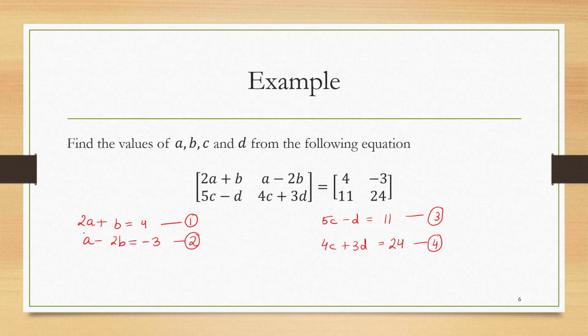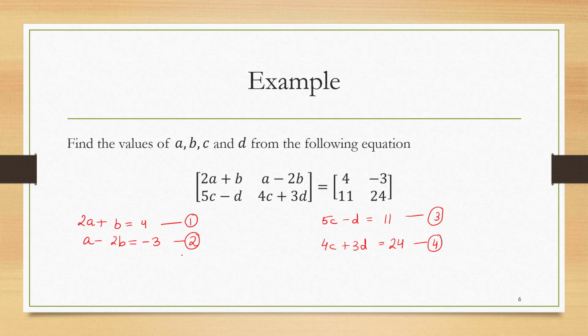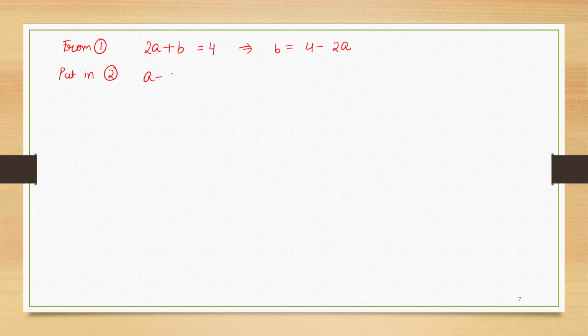See here, 2A plus B is equal to 4. That means B is equal to 4 minus 2A. Now we put the value of B in equation number 2. What was equation 2? A minus 2B is equal to minus 3. So we get A minus 2 times B is equal to minus 3. That is A minus 8 plus 4A is equal to minus 3. So we get 5A is equal to minus 3 plus 8, 5, or A equal to 1.